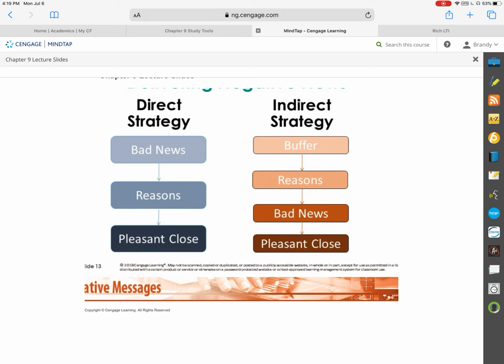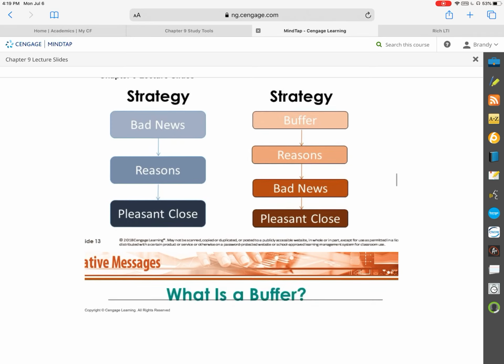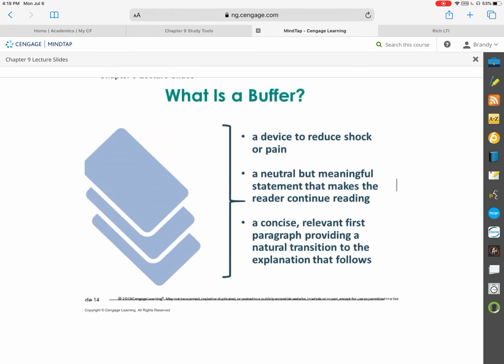The buffer is there to kind of give us that distance. And then we give the reasons before we give the no or the bad news so that they're still able to digest those reasons. And then, of course, we end with a pleasant closing. So exactly what is a buffer?